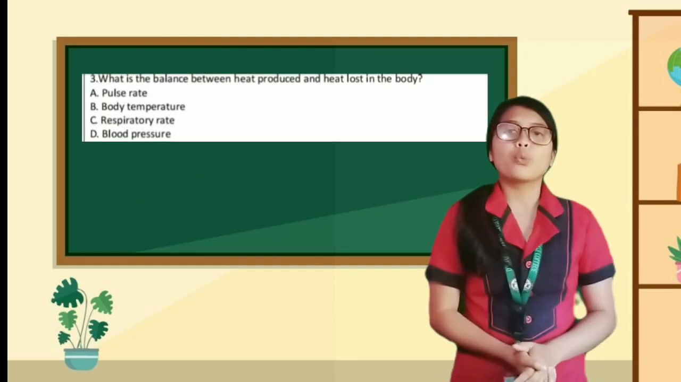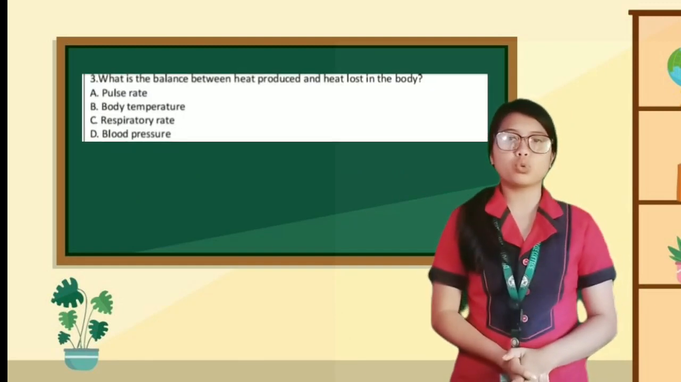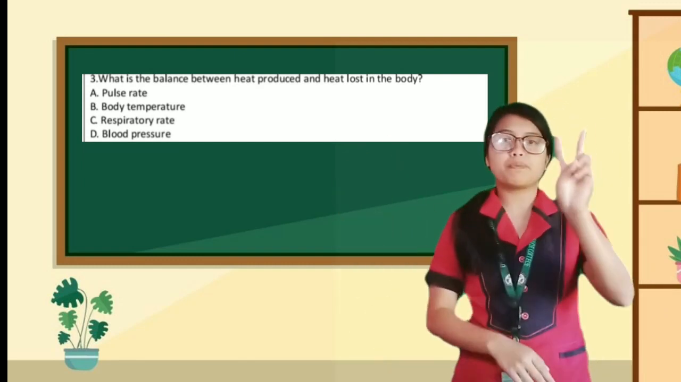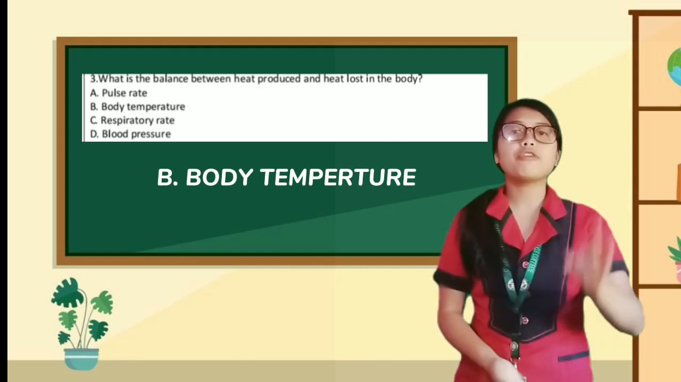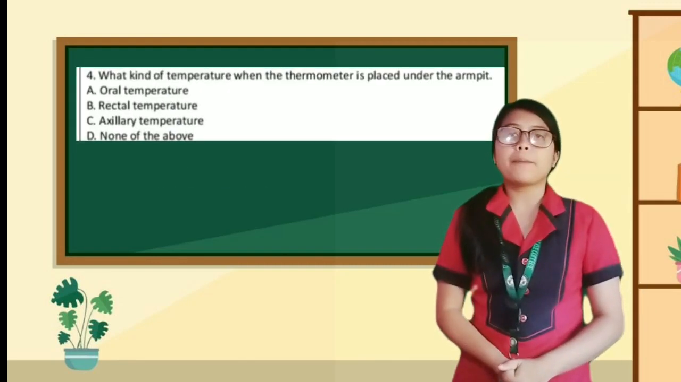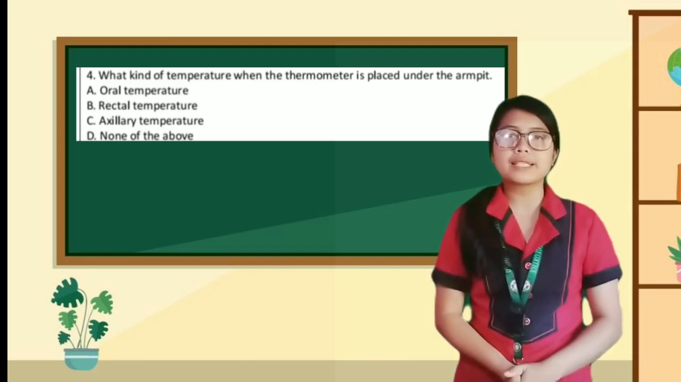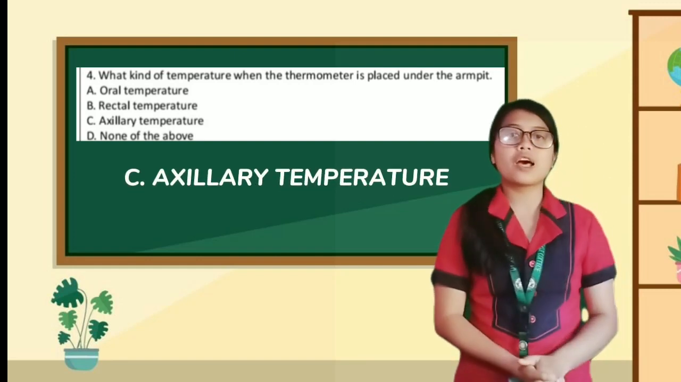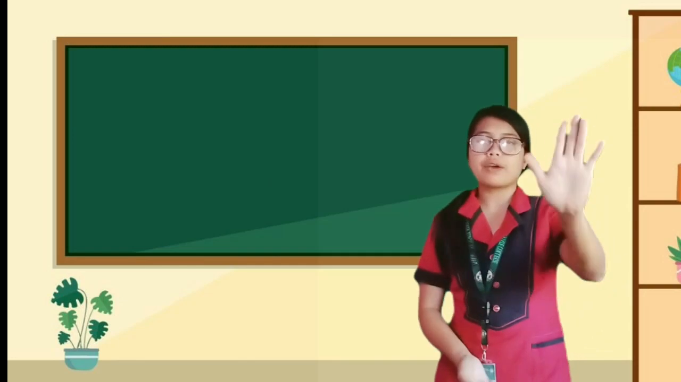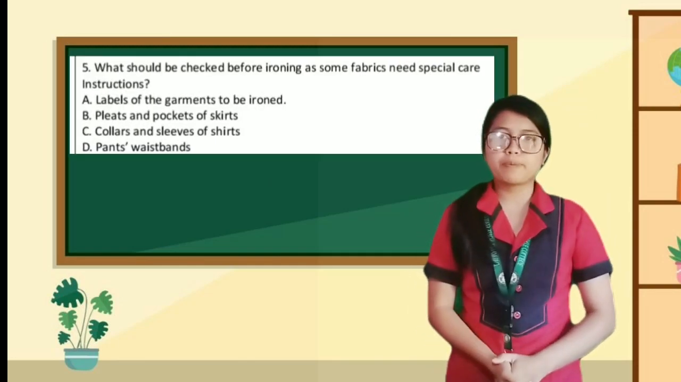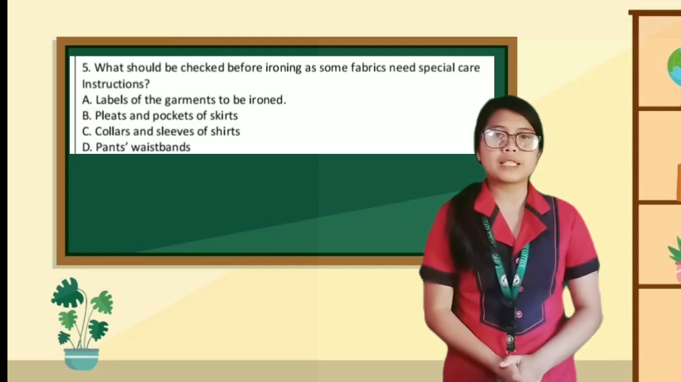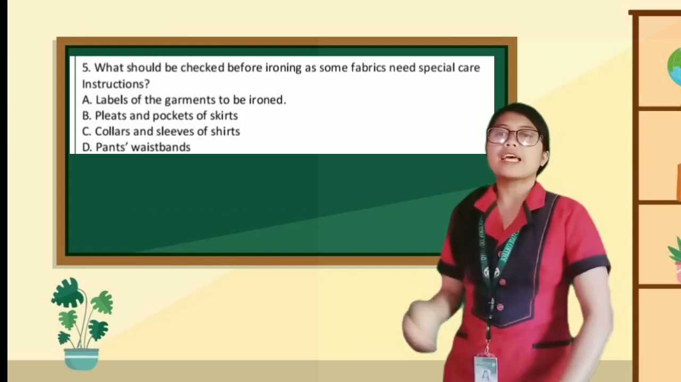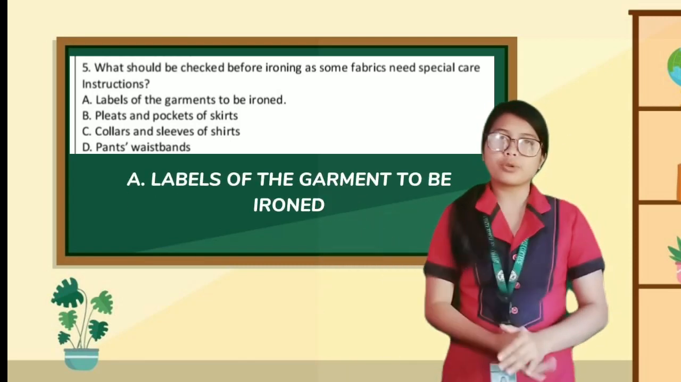Number 3. What is the balance between heat produced and heat lost in the body? The correct answer is letter B, body temperature. Number 4. What kind of temperature when the thermometer is placed under the armpit? The correct answer is letter C, axillary temperature. Number 5. What should be checked before ironing, as some fabrics need special care instructions? The correct answer is letter A, labels of the garments to be ironed.